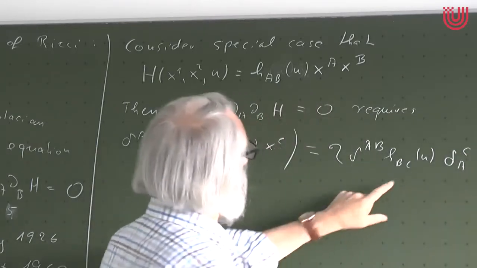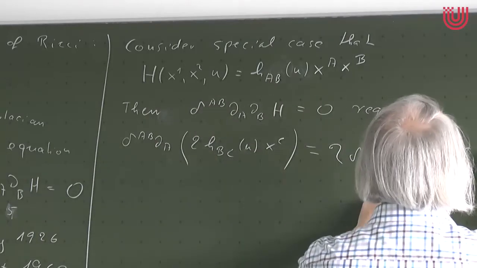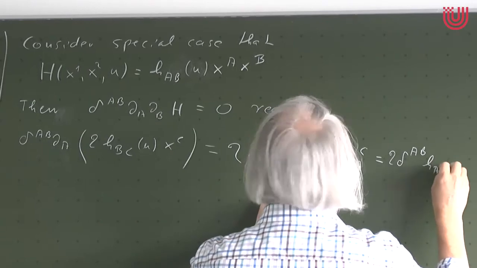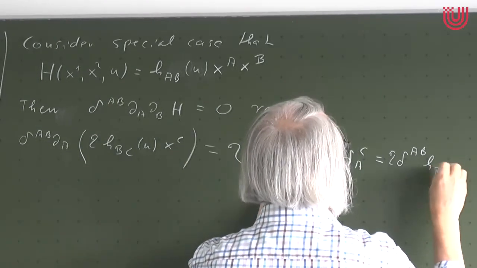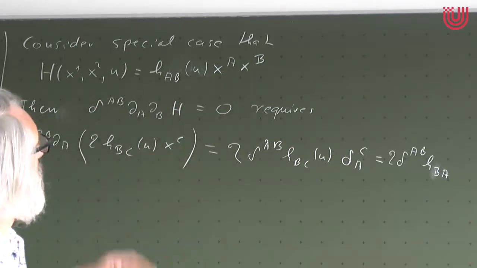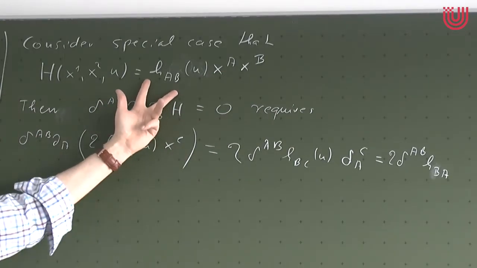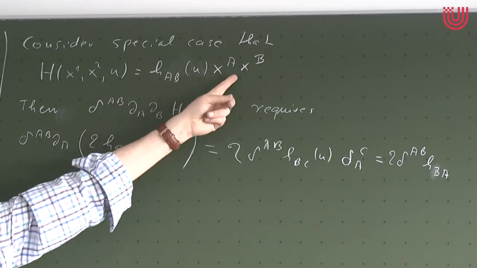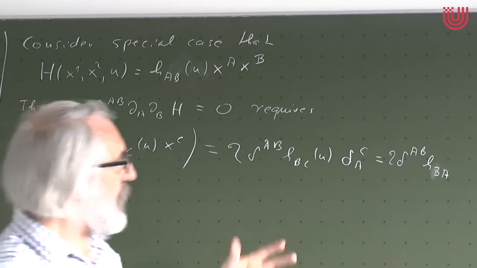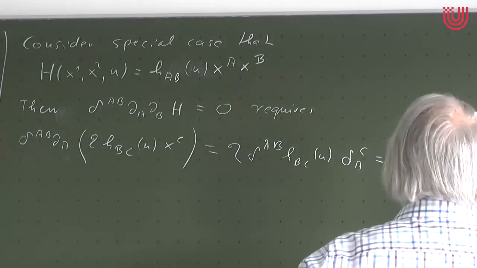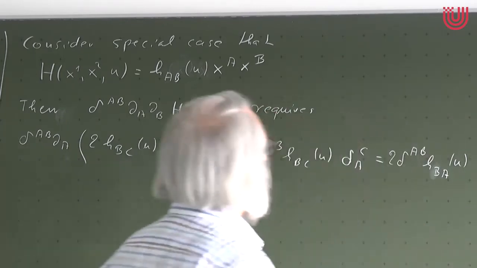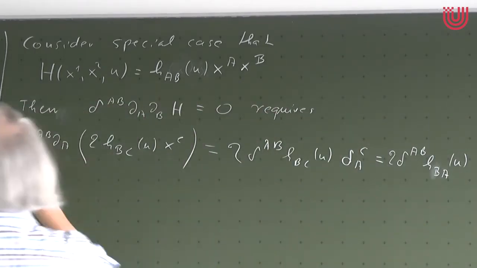So now the C becomes an A. This is 2 delta^AB h_AB, let's write it the other way around. It's symmetric, of course. h_AB is symmetric because x^A x^B is symmetric. If you were to introduce an antisymmetric part of h_AB, it would be canceled by multiplying with x^A x^B. So without loss of generality, we assume that h_BA(u) is symmetric. And yes, that's it. And this is zero, right? This is zero.